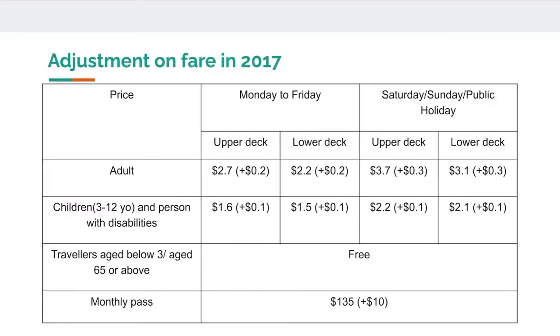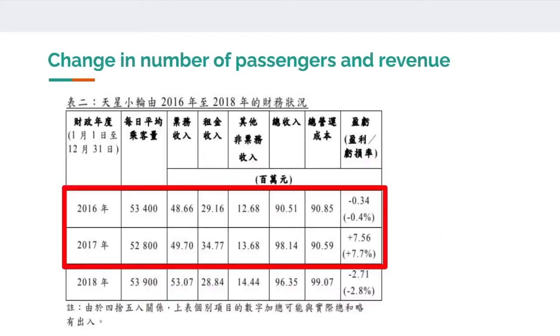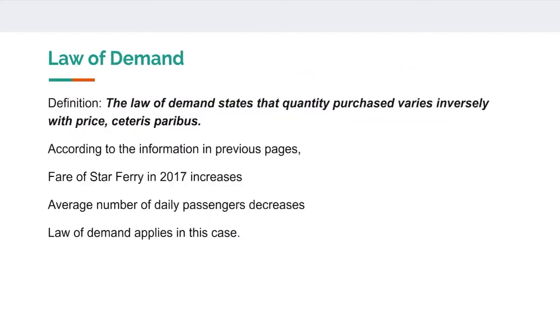The adjustment on fare in 2017, as you can see, is a price increase. Then let's see the change in the number of passengers and revenue in 2017. As you can see, the daily average passengers decreased, but the fare increased, so the total revenue also increased.